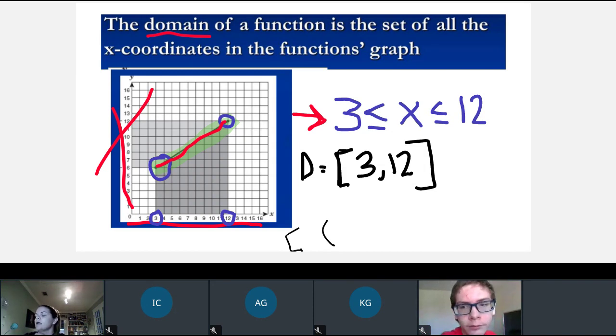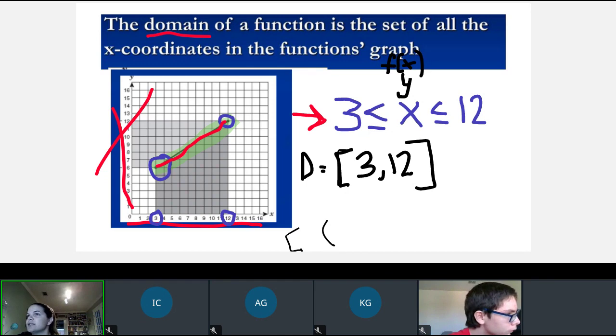Something that the STAR test will try to trick you on is they will say, what's the domain? And they will put 3 and 12, and they'll do something really silly and put a Y in the middle, or they'll say f of x. So when you read your question and you see that it says domain, you can immediately eliminate any answer choice that has f of x or y.